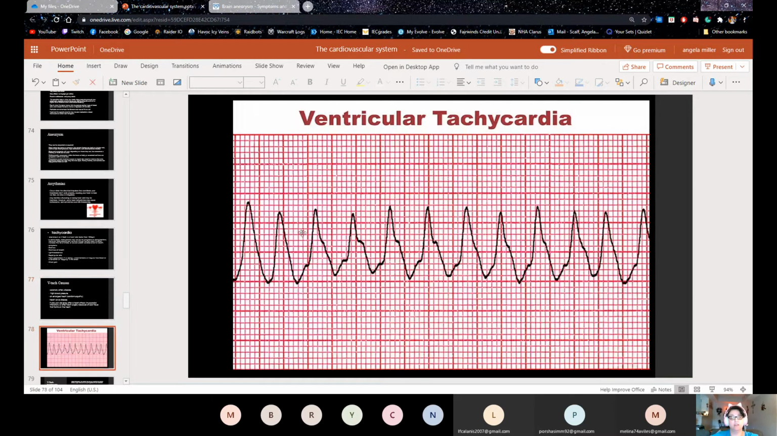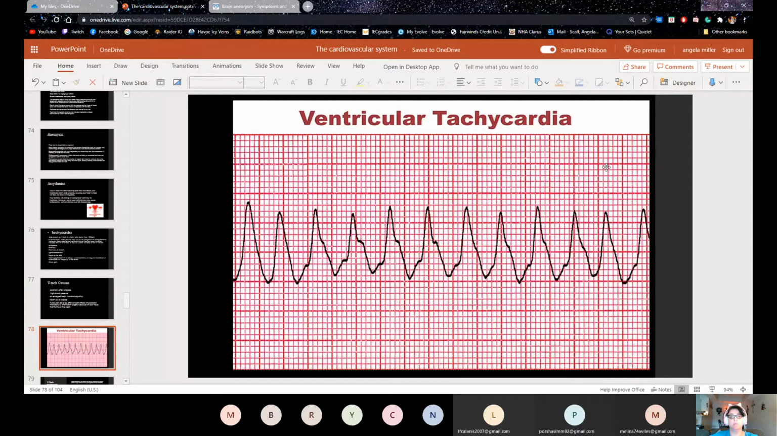I want everybody to look at this and take a second. So, what's the first thing you see when you see this? You see lots of points, right? Really quick, so we count them. We got 1, 2, 3, 4, 5, 6, 7, 8, 9, 10, 11, 12. So what would their heart rate be?